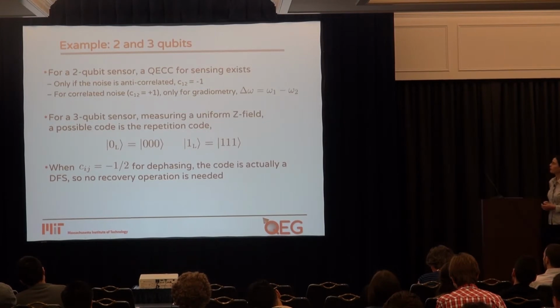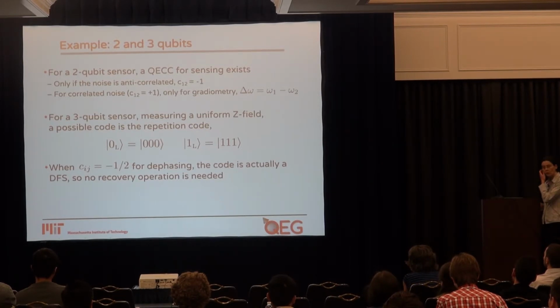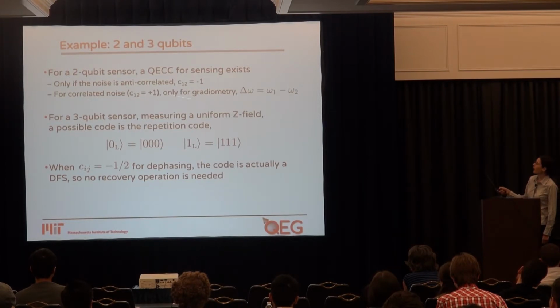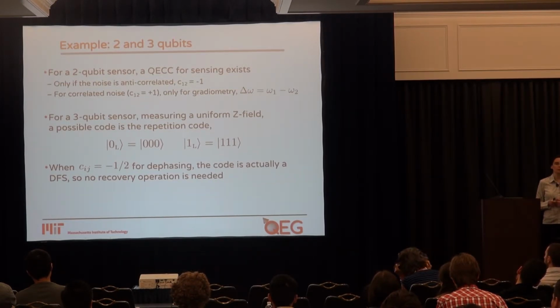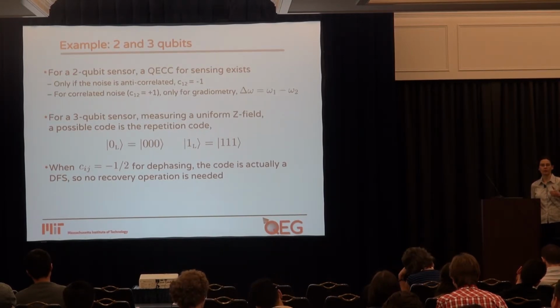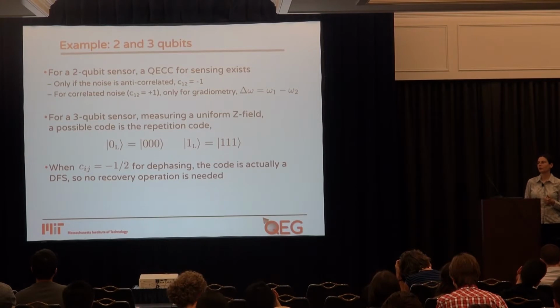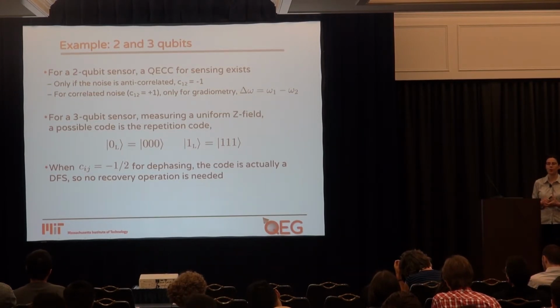So we can, for example, think about the most simple possible system, looking at 2 and 3 qubits. For a 2-qubit sensor, I can only have a quantum error correction code for sensing if the noise between the 2 qubits is perfectly anti-correlated. So when spin number 1 acquires a phase of +1, qubit number 2 will acquire a phase of -1, which of course sounds quite restrictive.